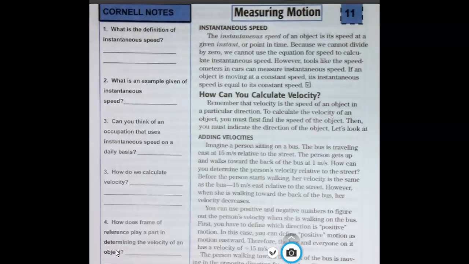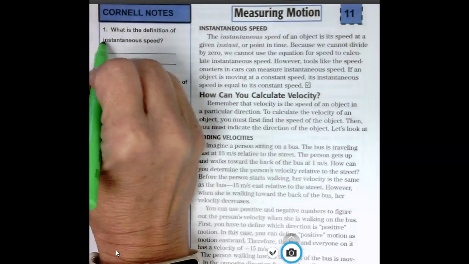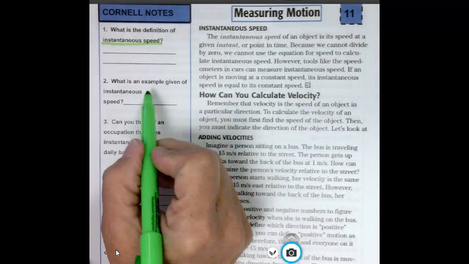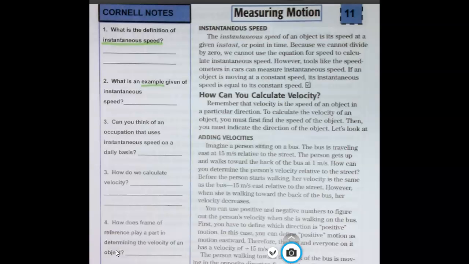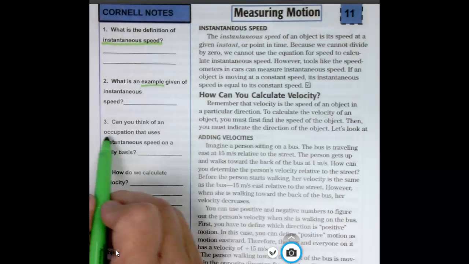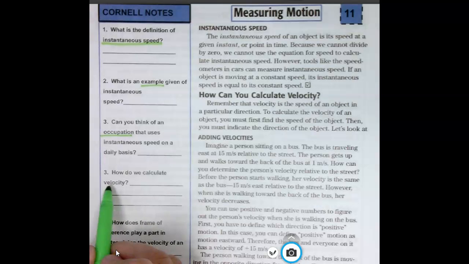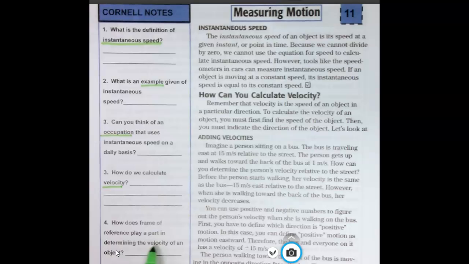Okay, I'm going to read through the questions real quick and then we'll read through the material. First off, what is the definition of instantaneous speed? The next one asks for an example of instantaneous speed. Then we want to think of an occupation that would use instantaneous speed on a daily basis. Next, we talk about how to calculate velocities, and how the frame of reference plays a part in determining the velocity.